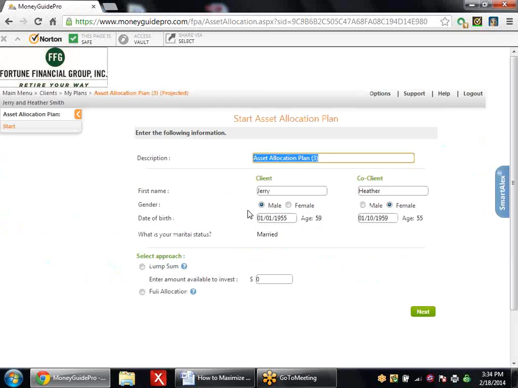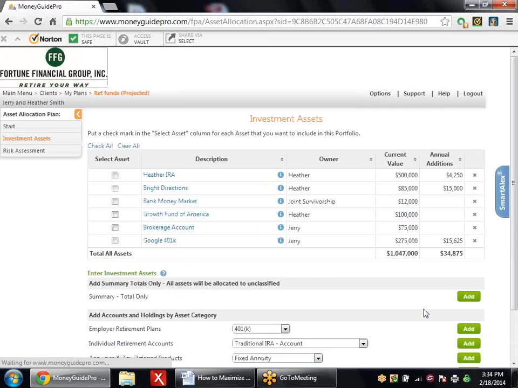If we want to name it, we could. Let's just call it retirement funds. Let's just use that for now. And then we want to do something called a full allocation, which is what you want to check down there. Simply click Next.